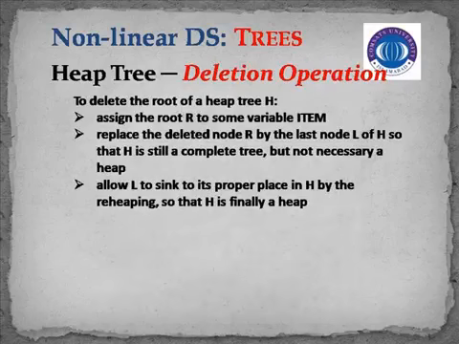Ladies and gentlemen, to delete the root of a heap tree H, assign the root R to some variable item. Replace the deleted node R by the last node L of H so that H is still a complete tree but not necessarily a heap. Allow L to sink to its proper place in H by the reheaping process so that H is finally a heap.